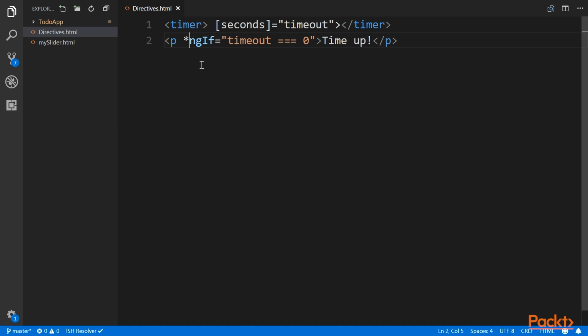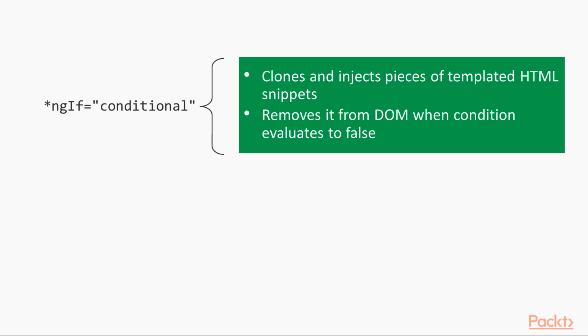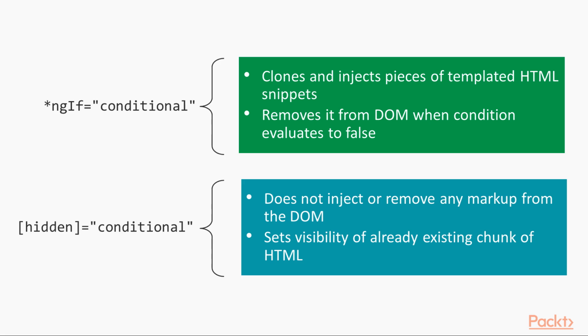Perhaps you're wondering what difference it makes to render some chunk of HTML on screen with ng-if rather than with hidden. The former will clone and inject pieces of templated HTML snippets into the markup, removing it from the DOM when the condition evaluates to false, while the latter does not inject or remove any markup from the DOM. It simply sets the visibility of the already existing chunk of HTML annotated with that DOM attribute.